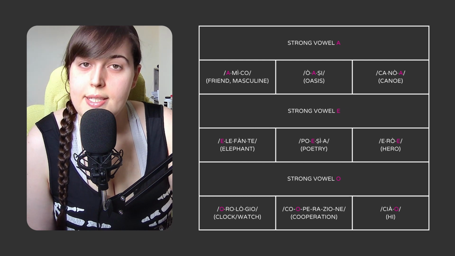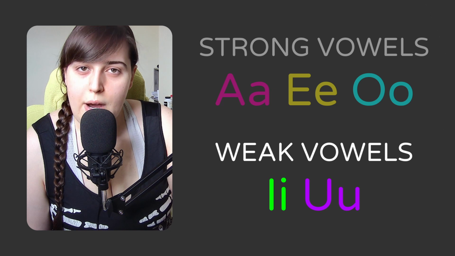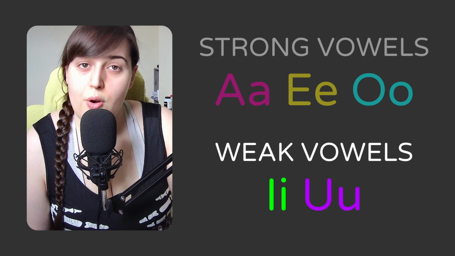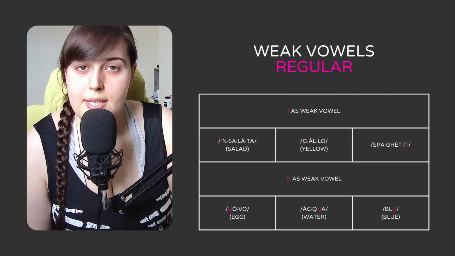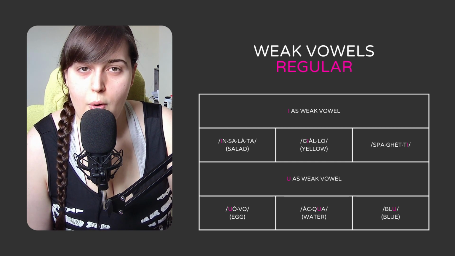That said, let's see the weak vowels. The weak vowels are I and U, and unlike strong vowels, they inherently rely on other letters, consonants, or other vowels to form a syllable. For example, insalata, in-sa-la-ta, giallo, spaghetti, uovo, acqua, blu.